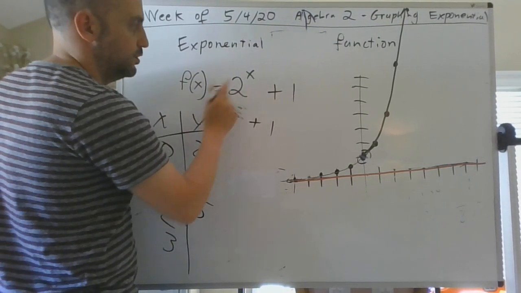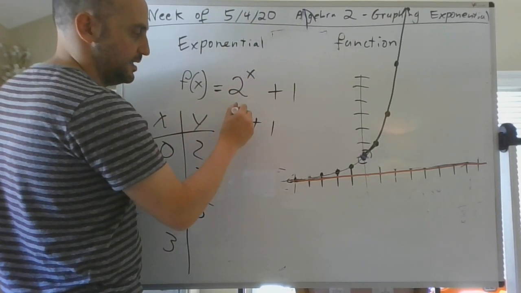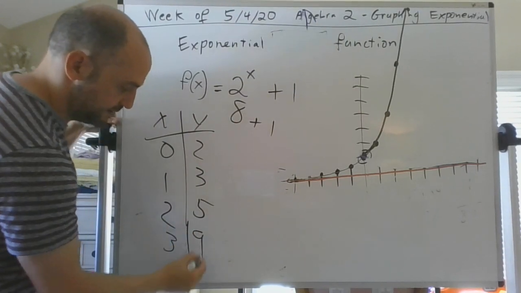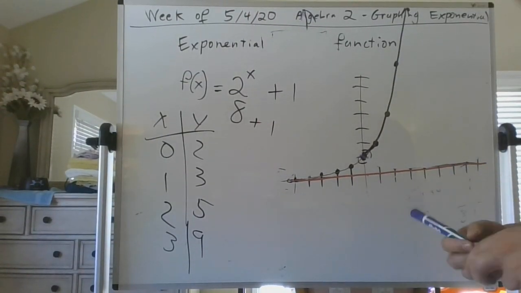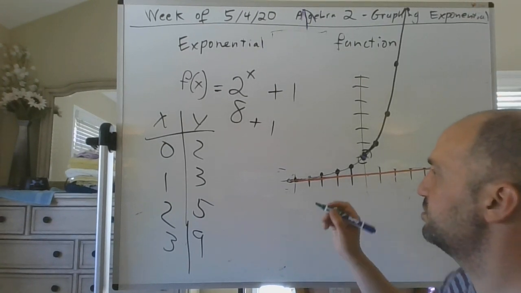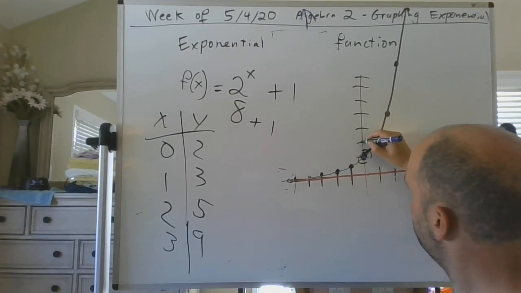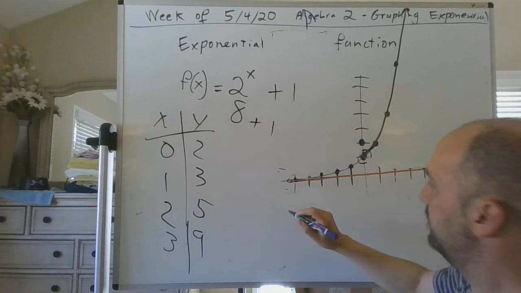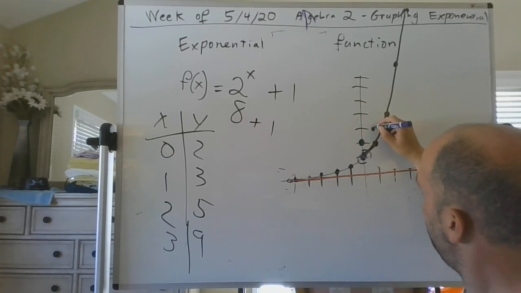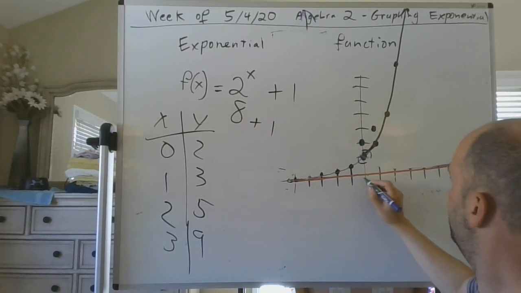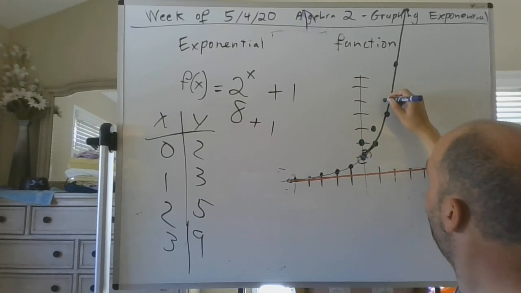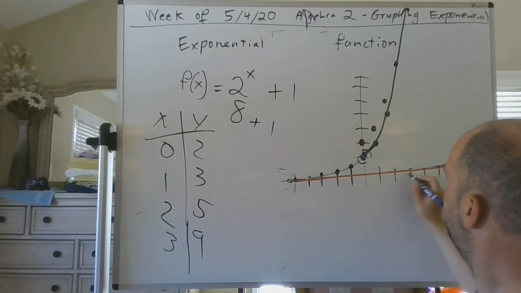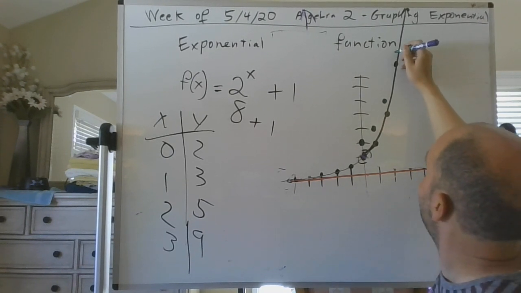2 to the power of 3 is 8, plus 1 gives us 9. Okay, so I'm going to start graphing. I'm going to do just one ingredient. 0, 2, interesting. 1, 3, interesting. 2, 5, wow. 3, 9.